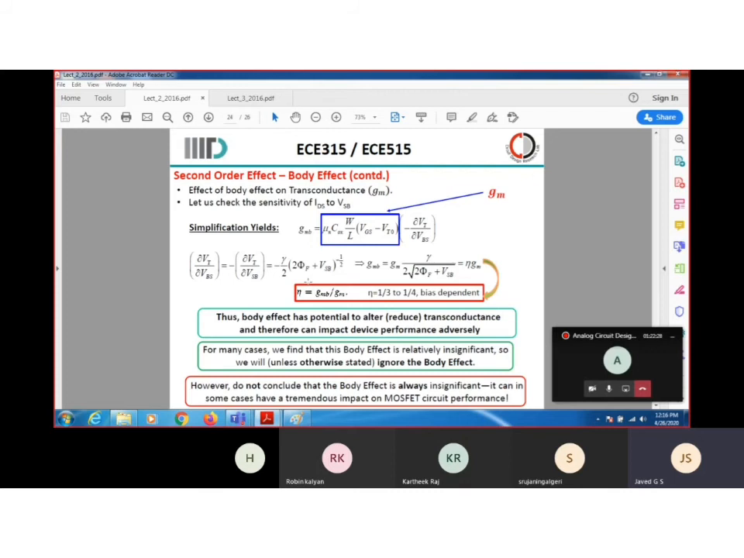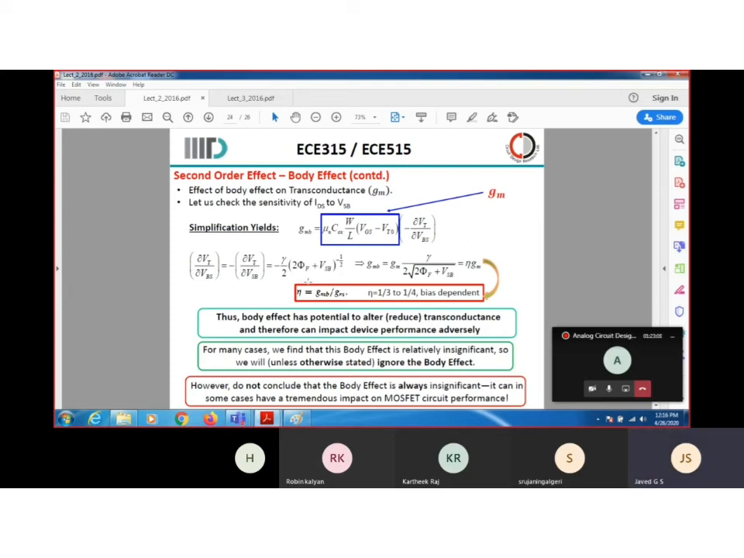So when you simplify this, delta VT by delta VBS is half delta VSB. So this factor becomes a positive value. And when you substitute this into the above equation, the GM factor remains, and your delta VT factor comes into place, gamma by 2 divided by square root of 2φf plus VSB.